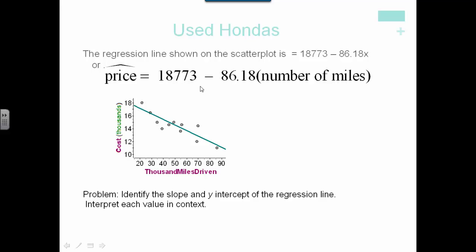Here's another example. We have y hat, our price, equals 18,773 minus 86.18 times number of miles. So if we put this in our equation, y hat is the price and the number of miles becomes our x. Our slope then would be the number with the x, 86.18. The y-intercept would be 18,773.